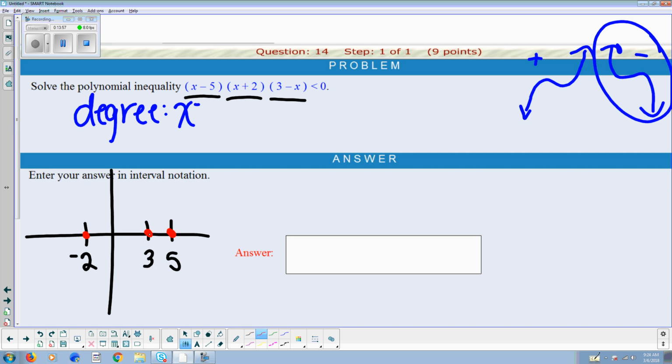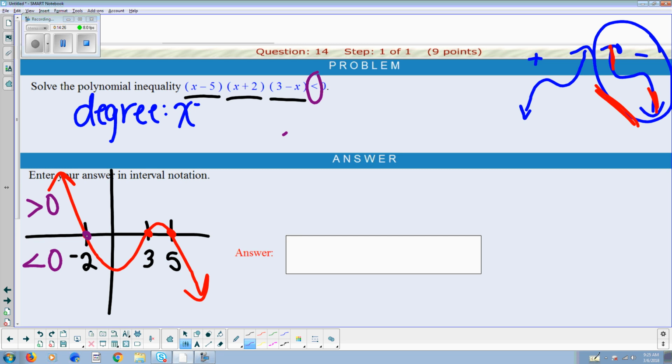Okay, and we already said that the general shape is going to be going up on the left and down on the right. So we're going to sketch this in. There's the general shape of our graph. Now the question is asking where this function or where the graph is less than 0. Less than 0 is going to be under the x-axis. If it is greater than 0, we would have been talking about above the x-axis. So where is it less than 0?